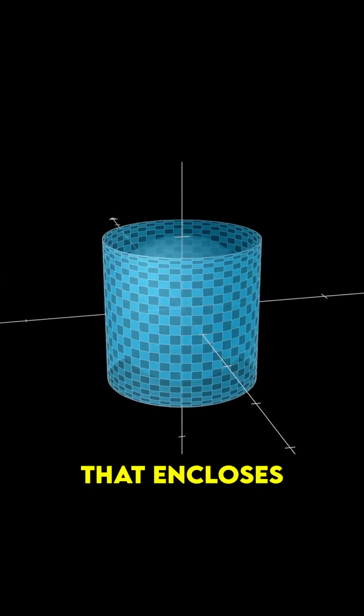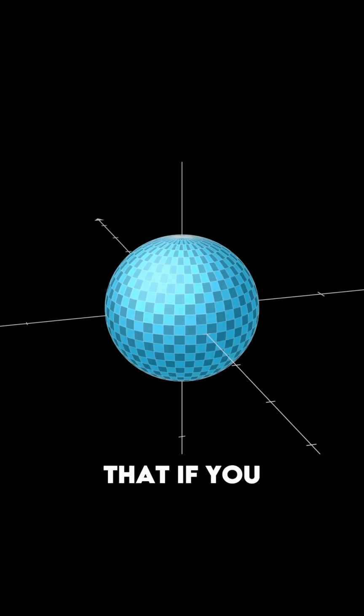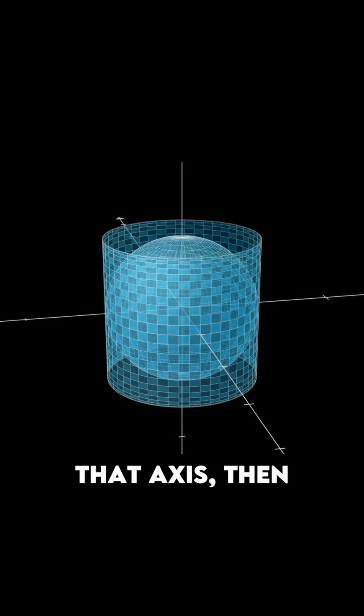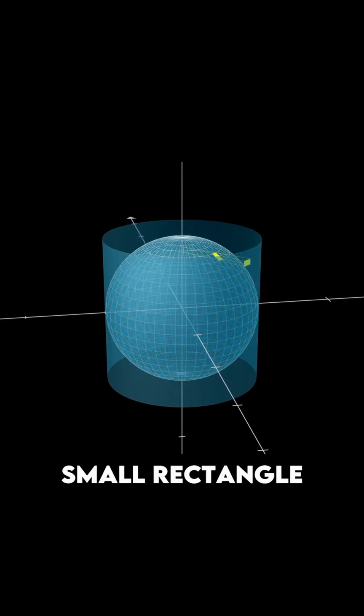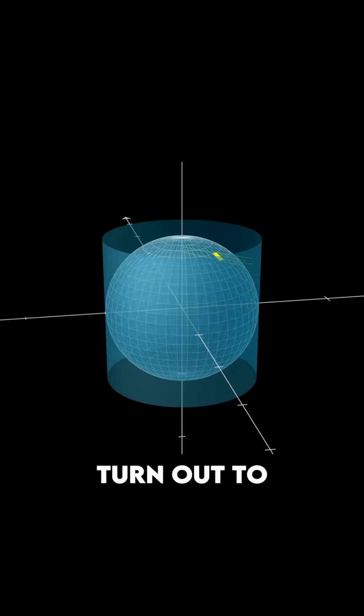cylinder that encloses that sphere, if you disregard the circular caps of that cylinder. The idea is that if you shine some light from the z-axis perpendicular to that axis, then if you compare the area of a small rectangle drawn on that sphere to the area of the shadow cast on that cylinder, those two areas turn out to be the same.